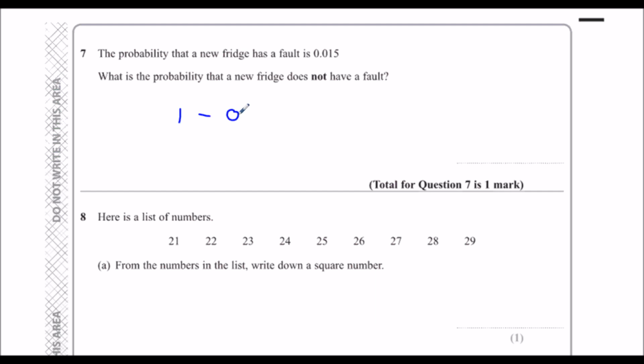So we're just going to do 1 minus 0.015. Type it into the calculator. And we should get 0.985. And there's our answer.